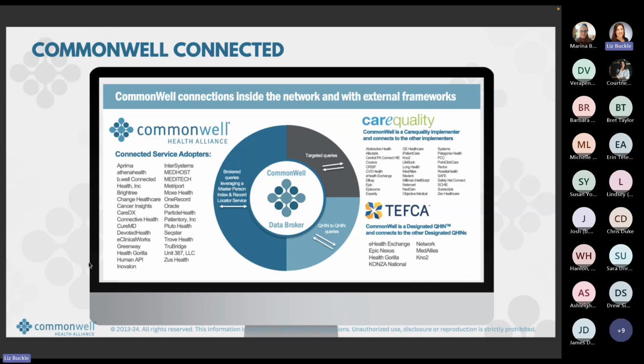And then with Care Quality, because it's a framework and there's no centralized infrastructure and network, we, as the CommonWell broker in the middle, do targeted queries to Care Quality sites based on a number of factors that I can talk about in a bit. And then similarly, but not exactly the same, with TEFCA, we broker on behalf of our members QHIN to QHIN queries. So CommonWell is a QHIN to the other QHINs, and then they pass those down the line.